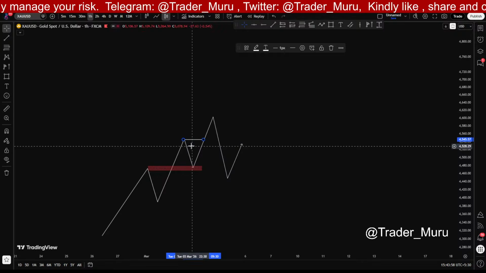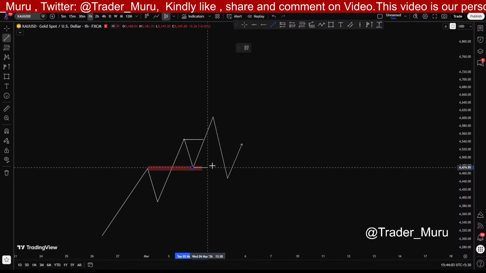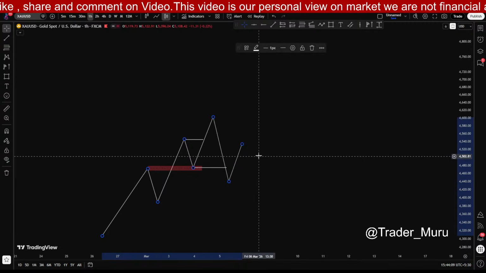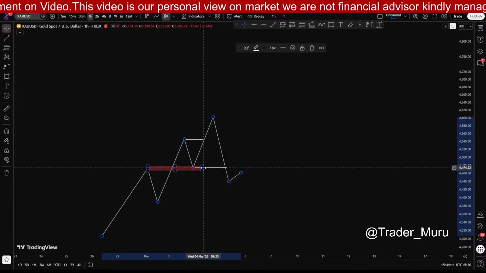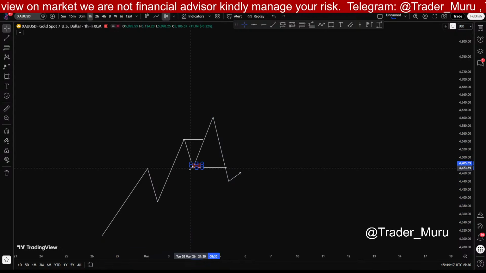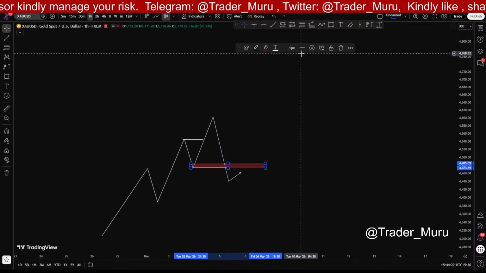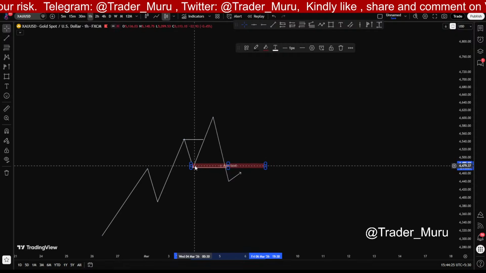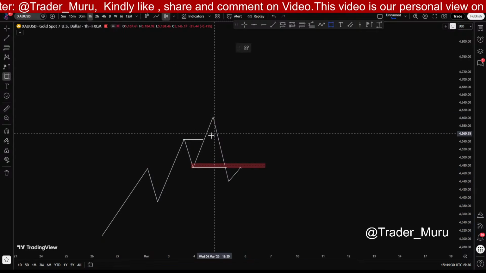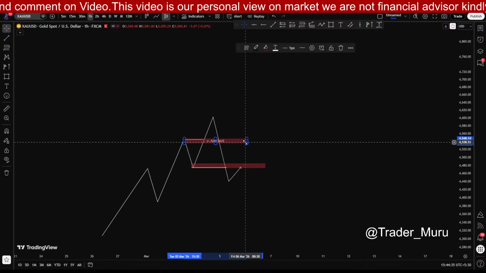But if it flips down and fails to hold the recently created low and gives you a change of character here, now what will happen? It has two resistance areas. The flip areas which were previously support will act as resistance now. First is this one, which was the last support area. Now it will turn into resistance. And second is this area. This was also support, but price failed to hold this.